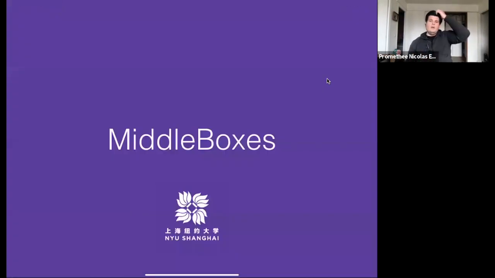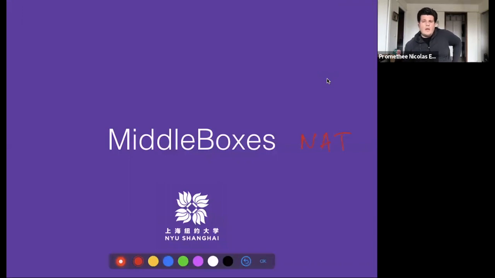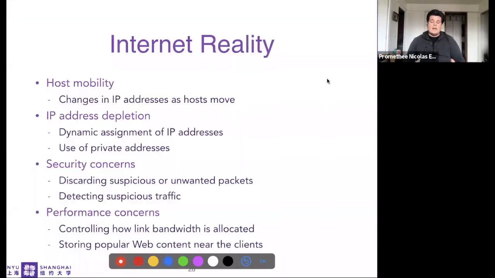Okay, so let's talk about the middle boxes here. An example of a middle box is NAT. Any other questions regarding ARP, or should I move forward with the middle boxes? Is that okay? So let's go with the middle boxes. I'm sorry, I'm trying to open up multiple things here.